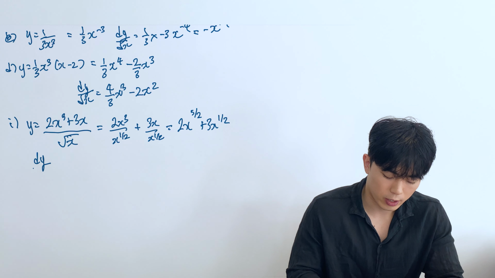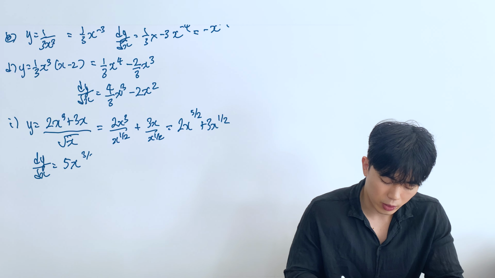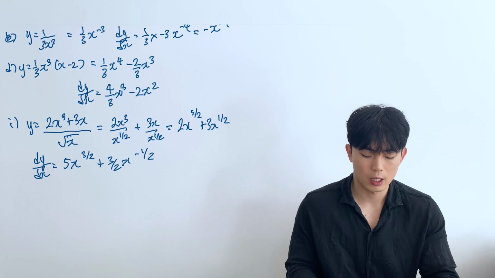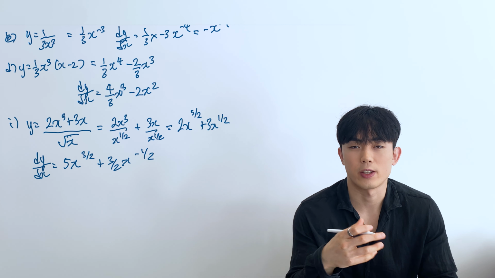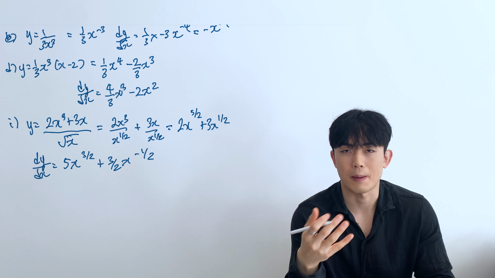Now I can differentiate it, so dy by dx is equal to 5x to the power of 3 over 2 plus 3 over 2x to the power of negative a half. So as long as you change it into a certain indices form, then the rule still stands. You bring the power down, and then you minus 1 to that power to differentiate.